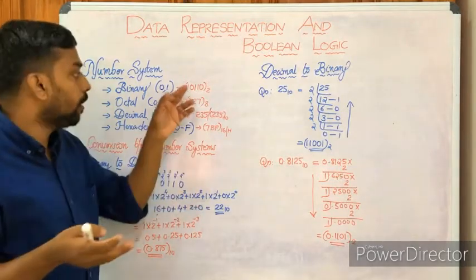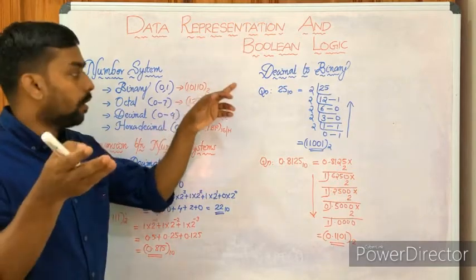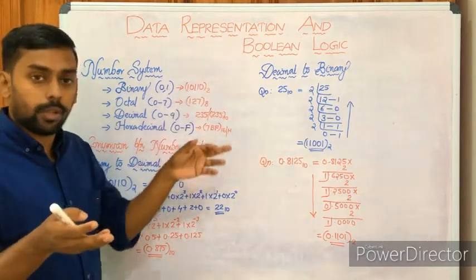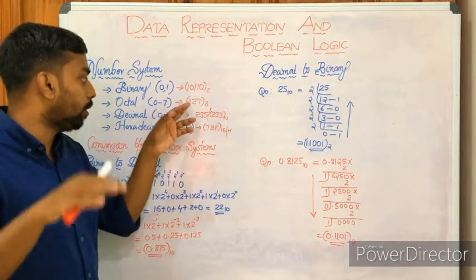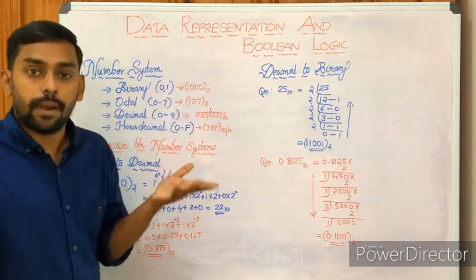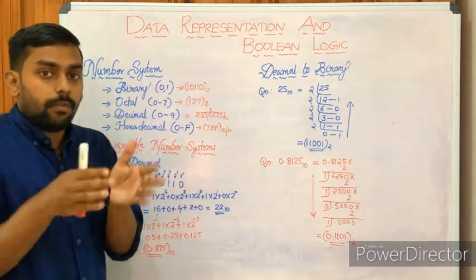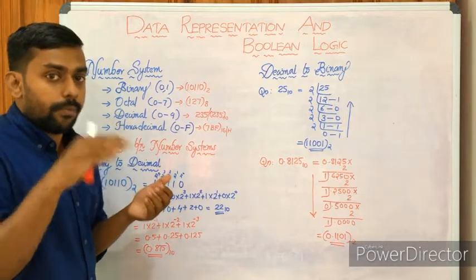You can have decimal values as well, like 10110.110. The same way 127.235 base 8. We can have mixed values, with a decimal point.